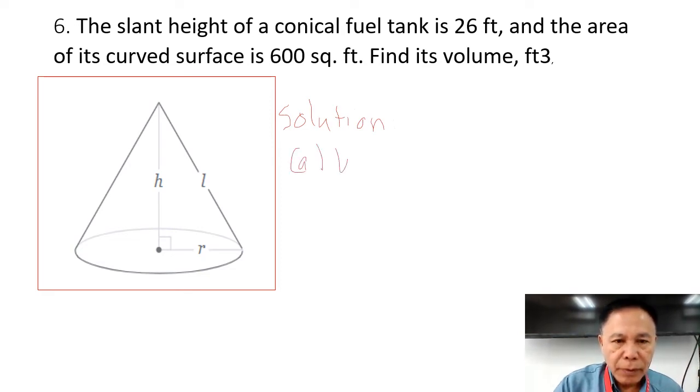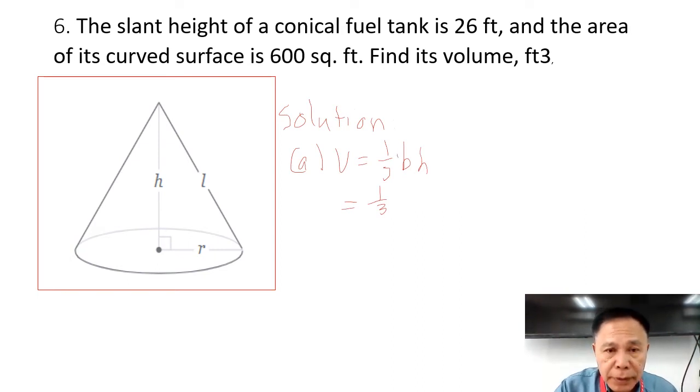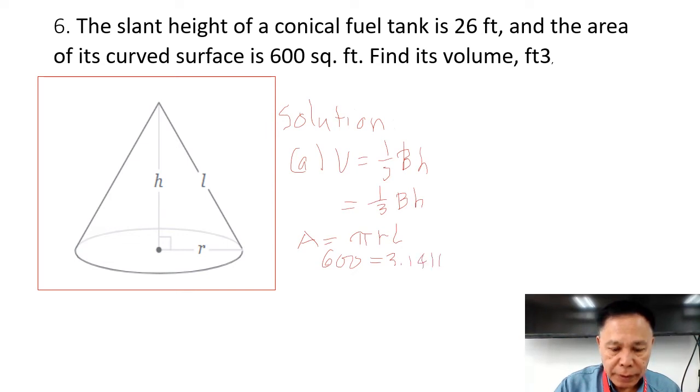So volume equals 1/3 BH. This one is capital B, meaning the base area: 1/3 base area times H. But your area here equals pi RL, or you have that one: 600 equals 3.41016 times R times L.